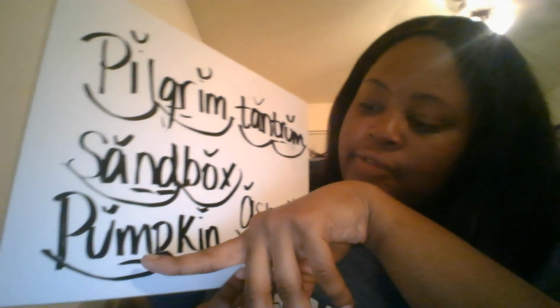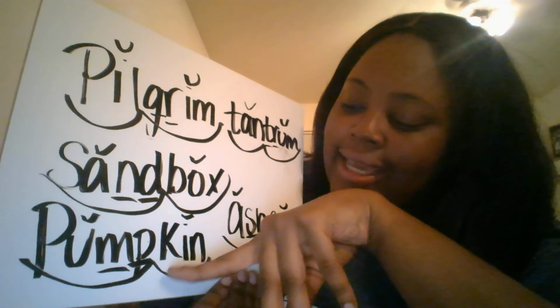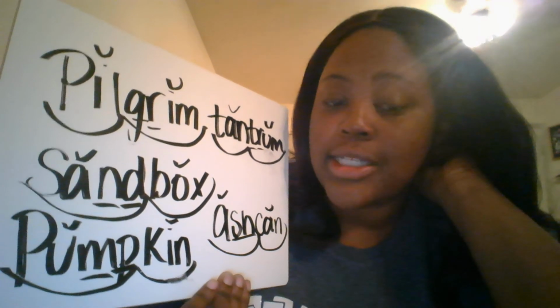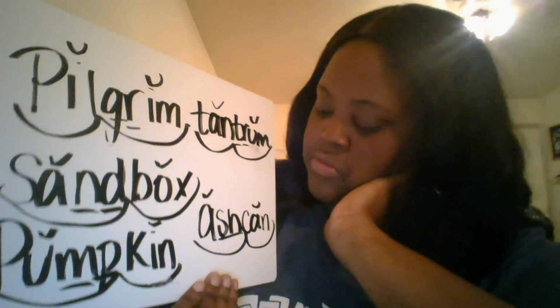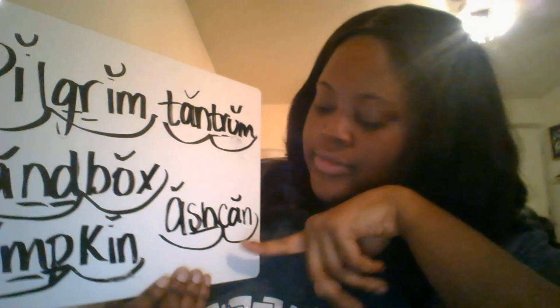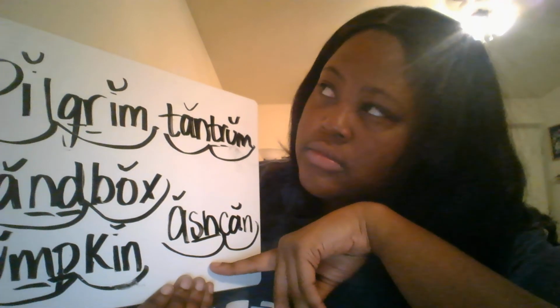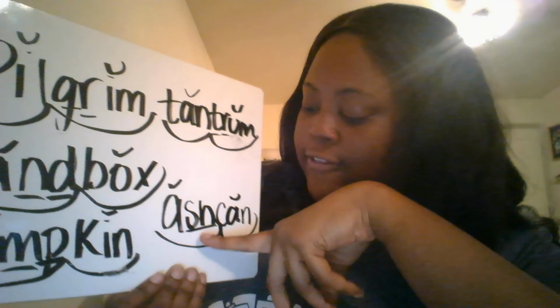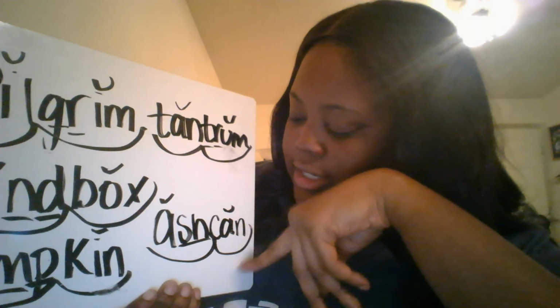Pumpkin. We have another example of our blend going with the first syllable. U and I are my vowels. I have an M, a P, and a K in between. This M and this P stay together in the first syllable. Pumpkin. Ash can follows syllable division rule number 4. Yeah, we started with 4 today. I have a digraph, and the digraph needs to go with the first syllable. Ash can.